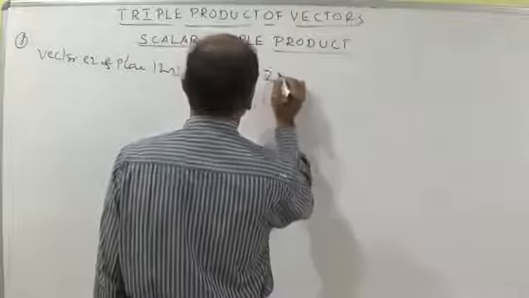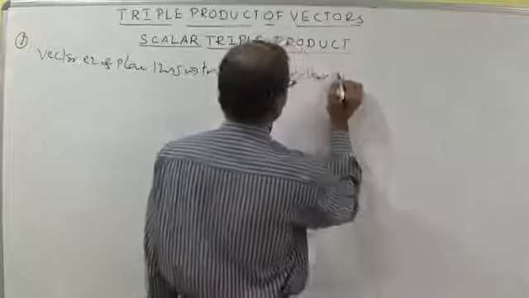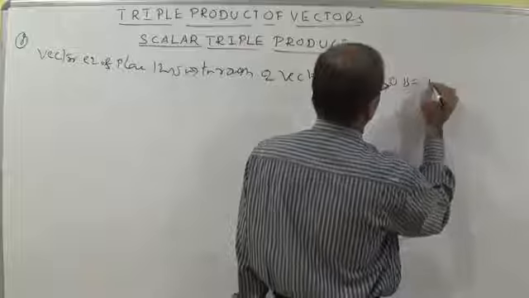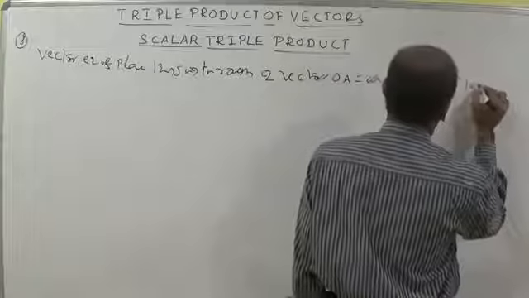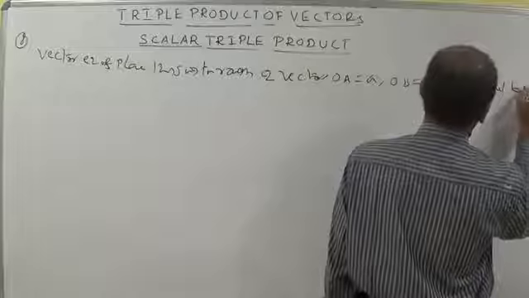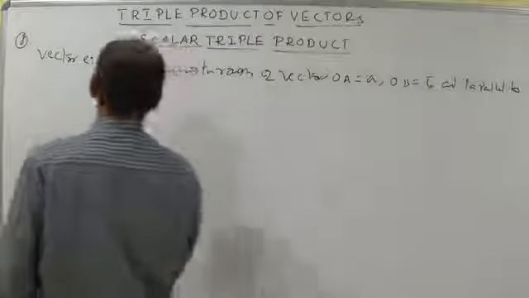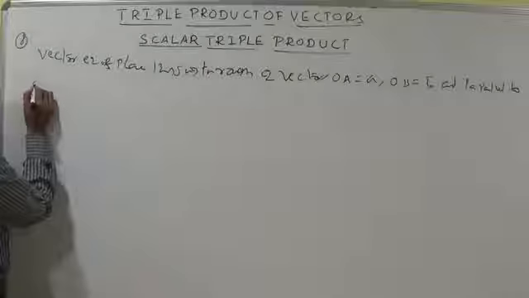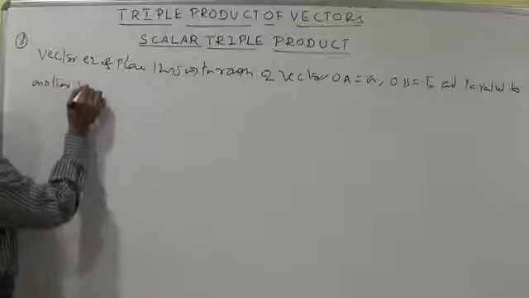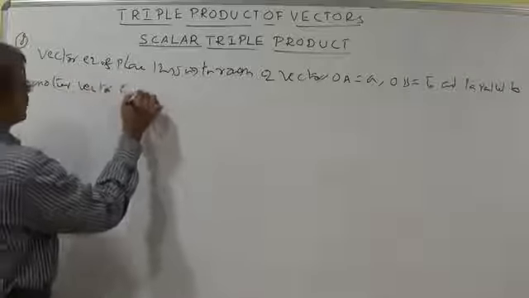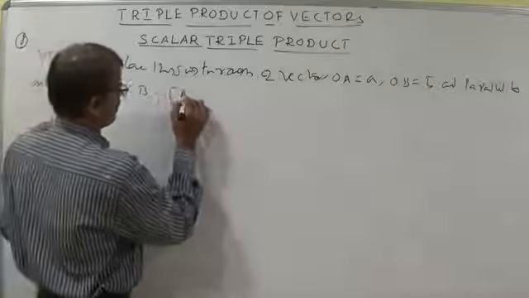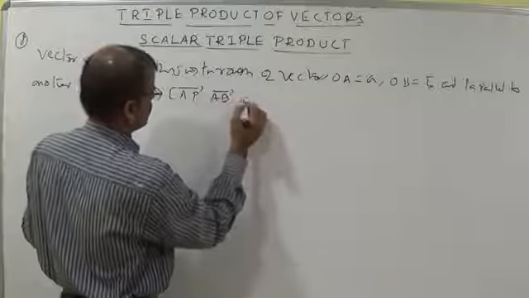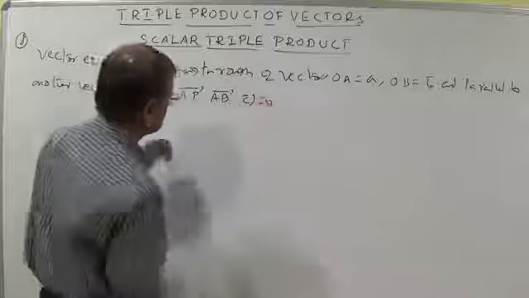Vector equation of plane passing through 2 vectors, the position vectors OA equal to A bar and OB equal to B bar, and parallel to another vector C bar. The formula is box AB into C. Here, box ABC equal to 0.